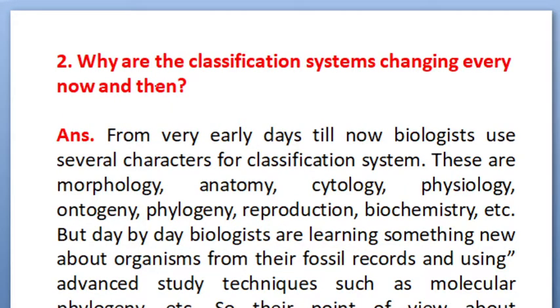Question number 2: Why are the classification systems changing every now and then? Answer: From very early days till now, biologists use several characteristics for classification systems. They are morphology, anatomy, cytology, physiology, ontogeny, phylogeny, reproduction, biochemistry, etc.